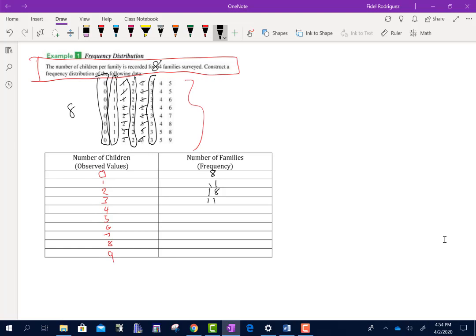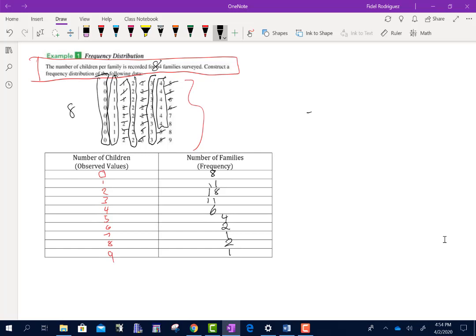If I count the number of fours, let's see. It stops right here. That should be 6 fours. Count the number of fives: 1, 2, 3, 4. So there are 4 fives. Count the number of sixes: 1, 2, there are 2 sixes. There's only 1 seven, there are 2 eights, and there's 1 nine.